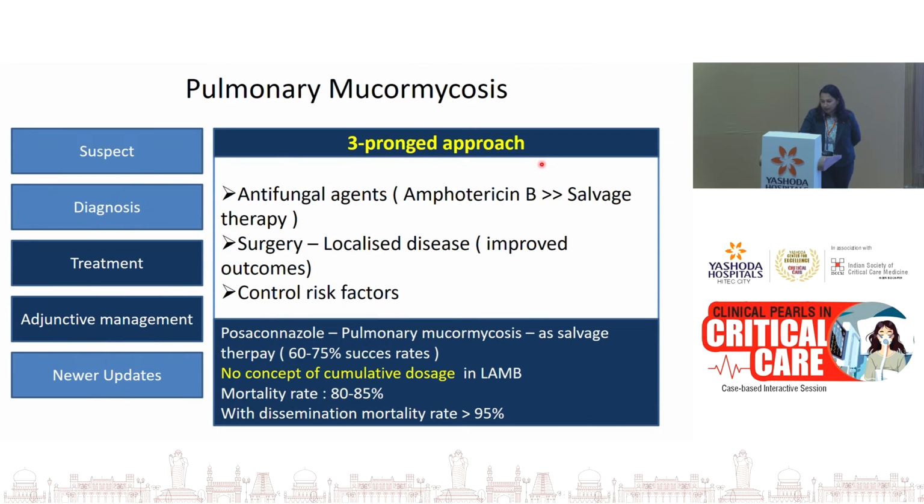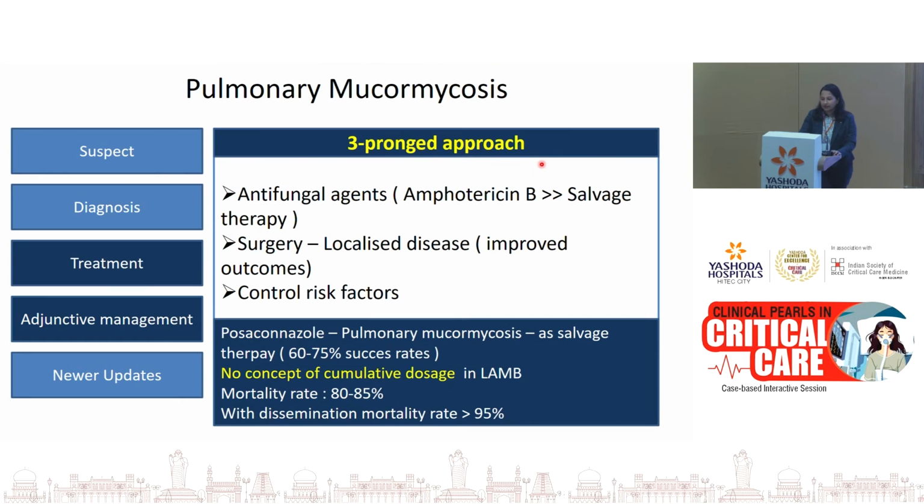Coming to the management, it is a three-pronged approach: antifungal agents along with surgery and control of the risk factors is very essential. Going for surgery, antifungals, and control of the risk factors like decreasing the immunosuppressants, managing the diabetes, ketoacidosis and all is very essential. The antifungals that we have in our armamentarium include liposomal amphotericin B, which is the drug of choice, followed in the continuation phase by posaconazole or isavuconazole.